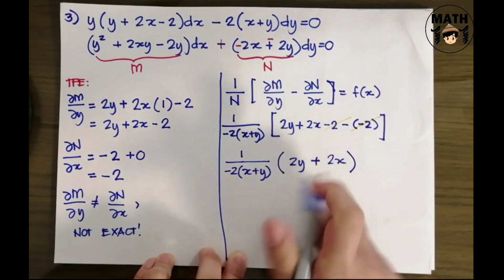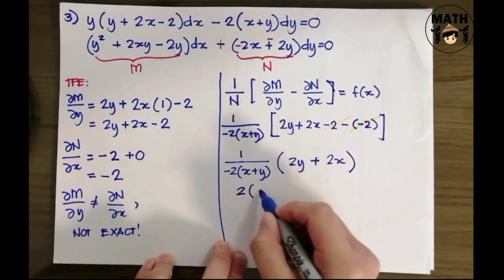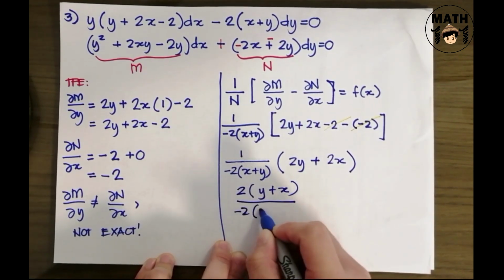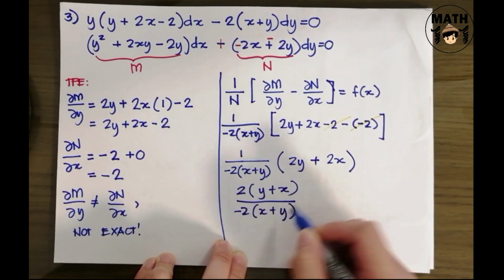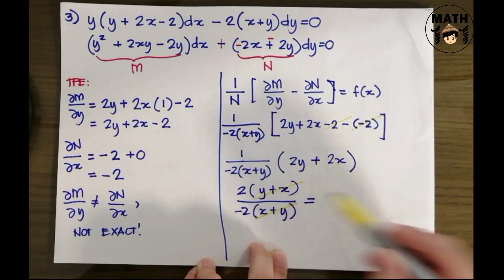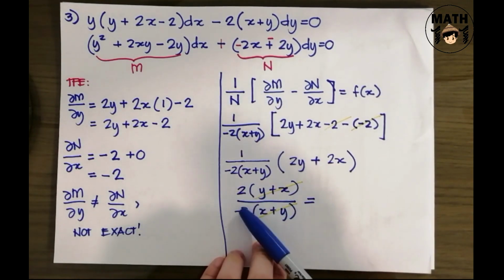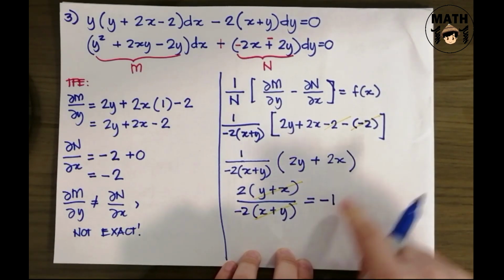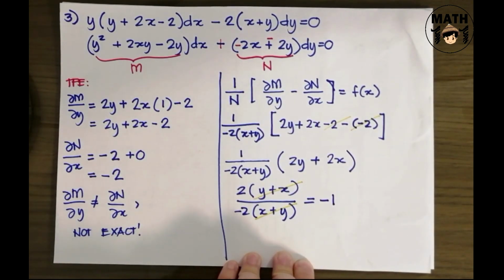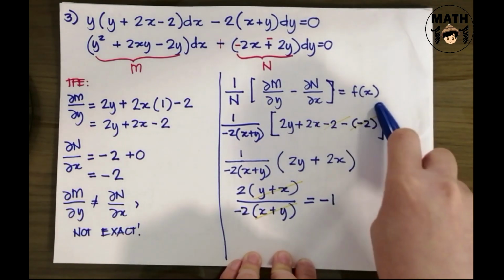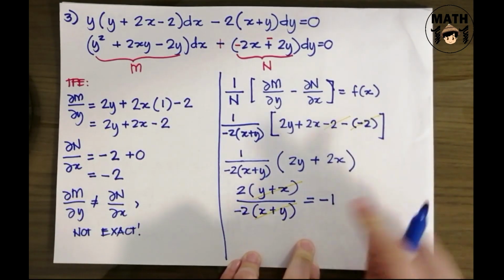Then, factor out natin si 2. Divided by negative 2 times quantity x plus y. Common term, x plus y, we can cancel. And 2 divided by negative 2 is negative 1. Question, ang negative 1 ba ay function ng x? Pwede mong isipin dito, parang tinitrick yata ako ng prof ko. Take note, basta wala siyang y or variable na y dyan, automatic na siya ay function of x. Kaya ito ay function ng x.